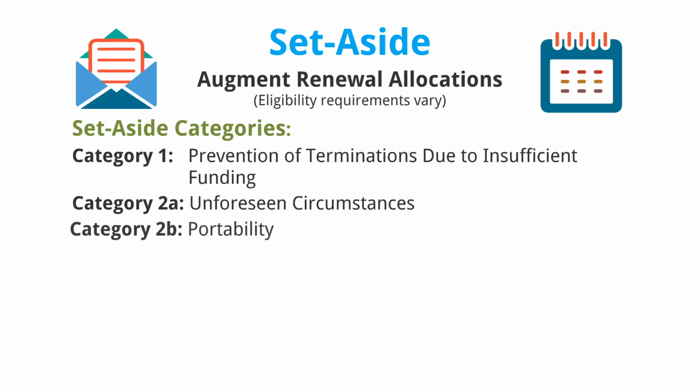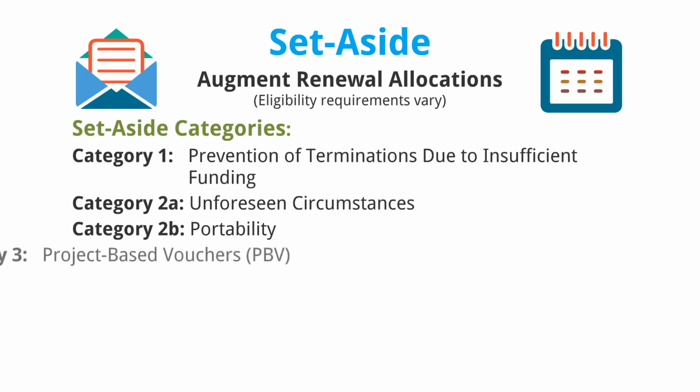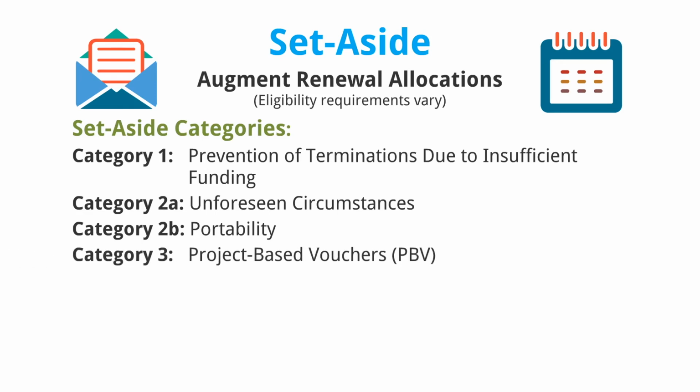Category 2B, portability. To be eligible for funding under this category, the PHA must have experienced a significant increase in renewal cost due to portability for tenant-based rental assistance under Section 8(r) of the Act. Category 3, project-based vouchers. Vouchers were not in use during the re-benchmarking period in order to be available to meet a commitment for PBV assistance.